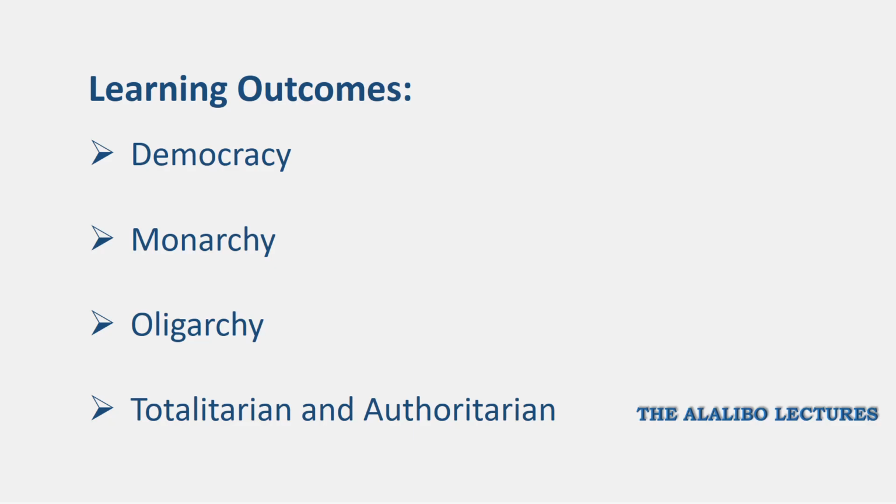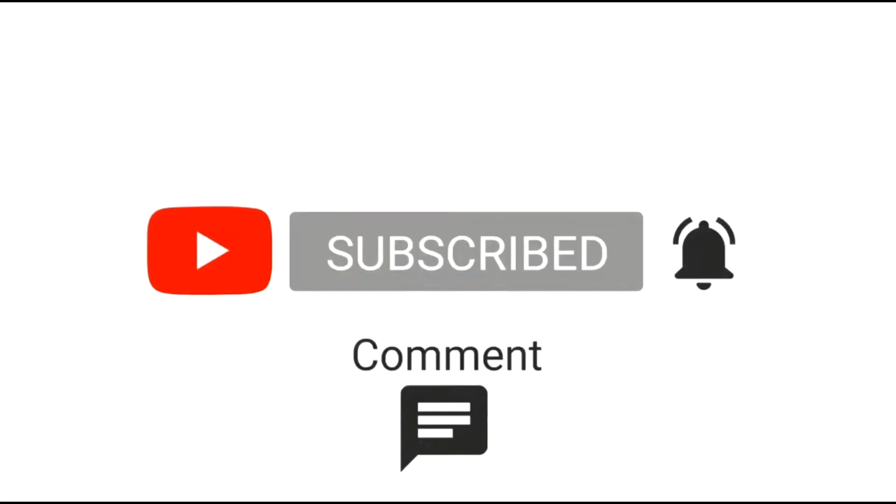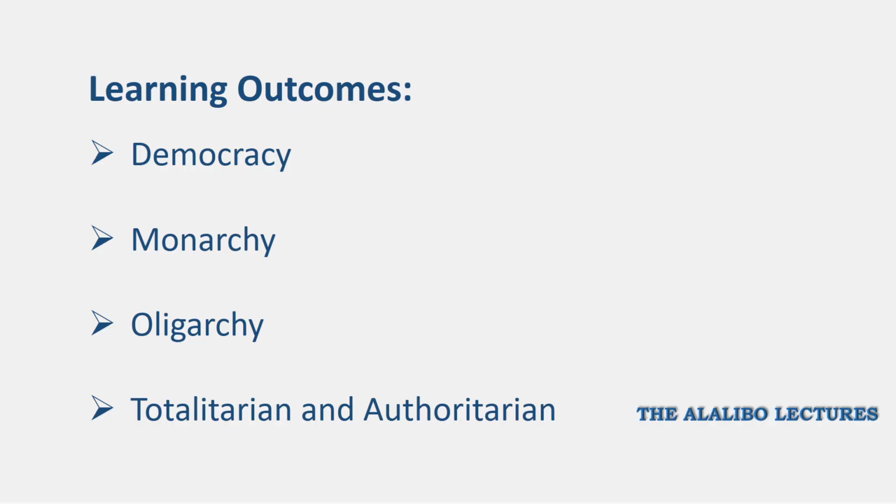Okay, so hopefully you've learned quite a bit from the previous lecture. In this lecture, we are taking a look at the major forms of government out there. We're going to take a look at what they look like and the differences between these forms of government.